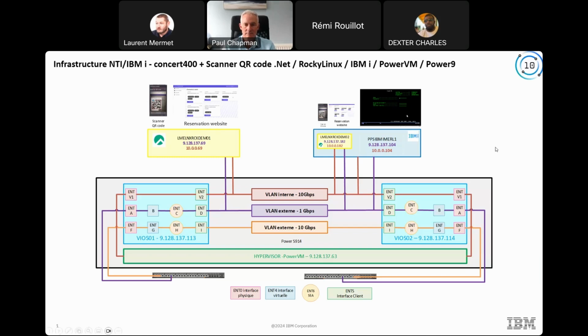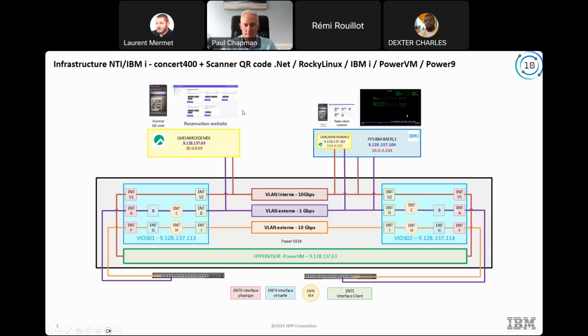To explain, when a customer wants to connect to the website, there is a connection through the internal VLAN to the IBM i partition with the internet connector. So the customer can create and book concert tickets, different tickets, and get a result.